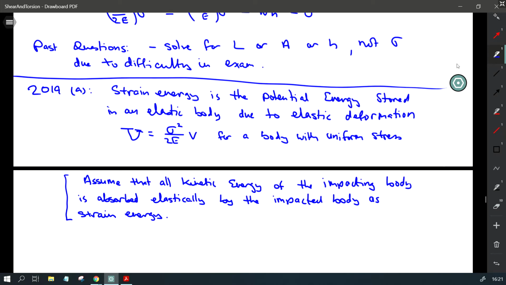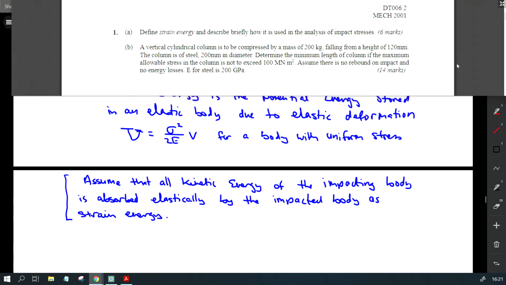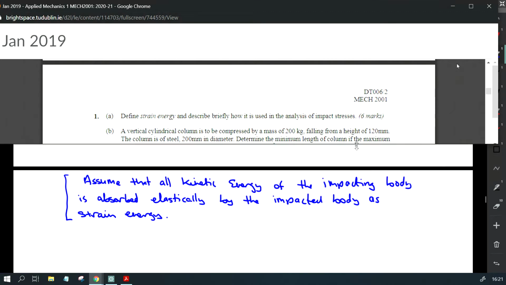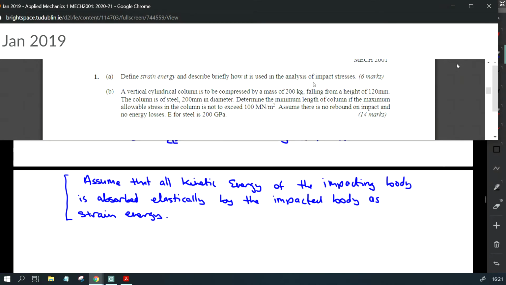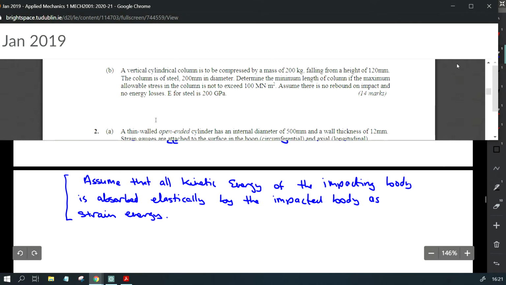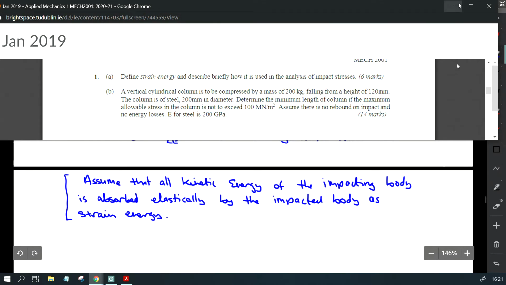So let's have a look at part B again. Sorry, let's pull it up a bit. A vertical cylindrical column is to be compressed by a mass of 200 kilos falling from a height of 120 millimeters. The column is of steel, 200 mils in diameter. Okay, and we're solving for the length of the column, isn't it? Yeah. So let's just do a little sketch as always.